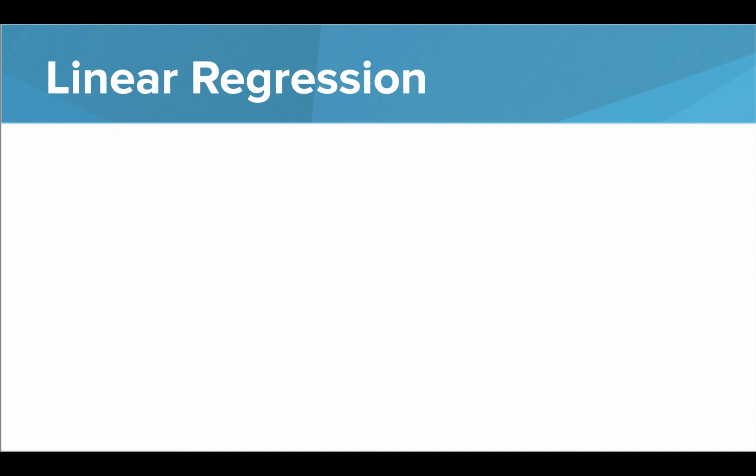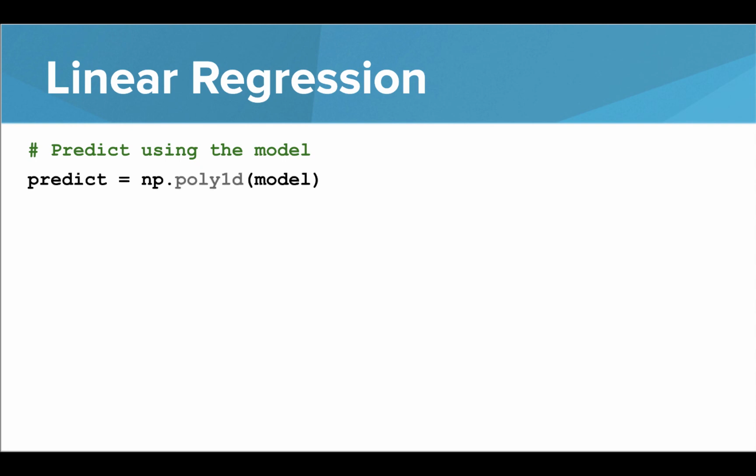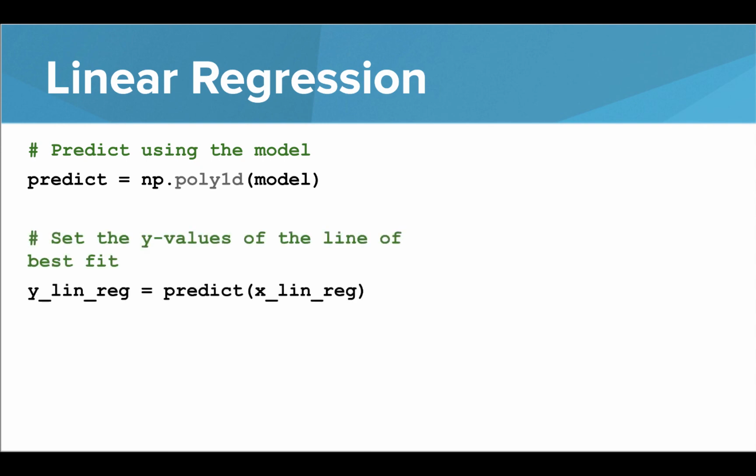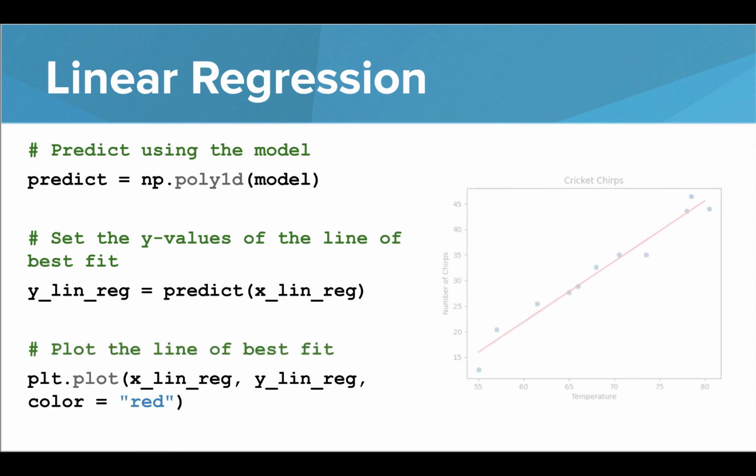All right, almost done. Now let's determine the y values. This new NumPy poly1d function helps to define a polynomial function. So what this means is that it takes the values of our model and creates a linear equation, just as we did earlier. We can then use it to predict the corresponding y values for the line of best fit. Then we plot the line using these values. All right, there it is. We just completed linear regression using data.